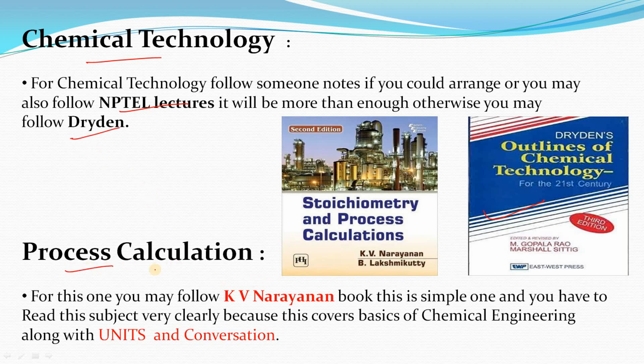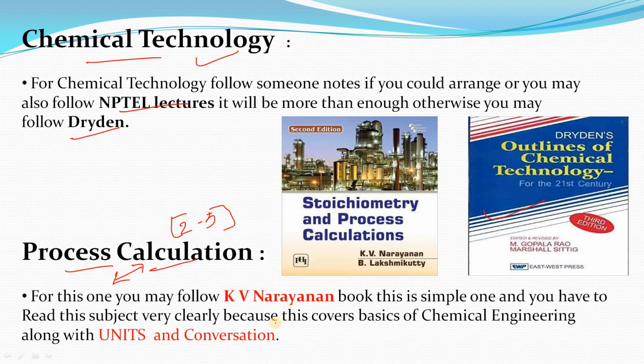Now the next one, process calculations. For chemical technology, if you solve the previous year papers, it will be enough for you to prepare for GATE 2022. Now for process calculation, this is, you can say, the base of chemical engineering, because we study this subject in our 3rd semester, and for GATE you will see only 2 to 3 marks from this subject.